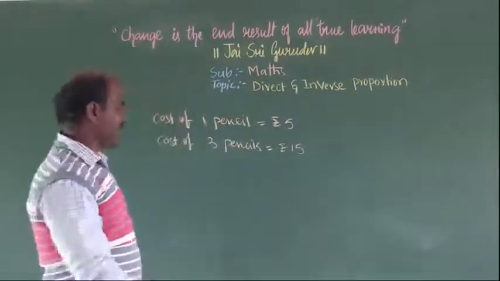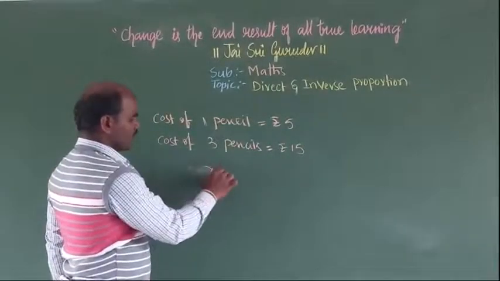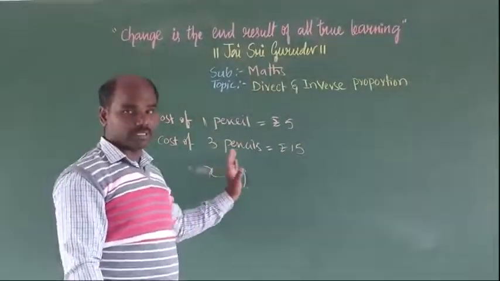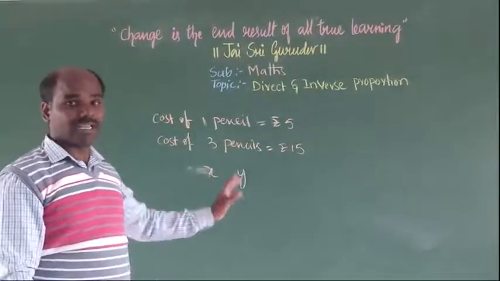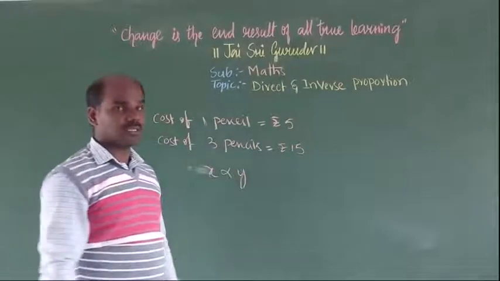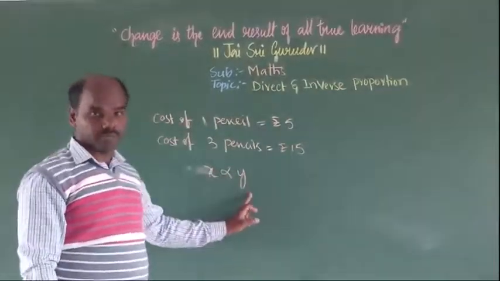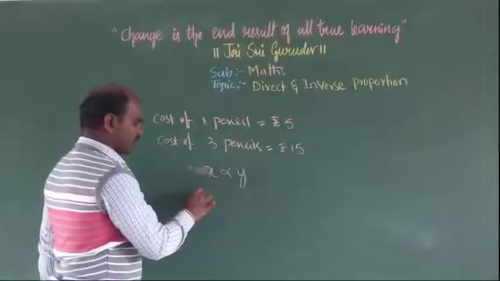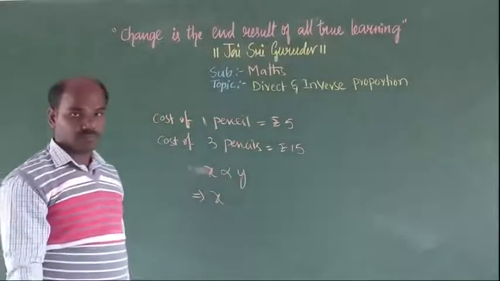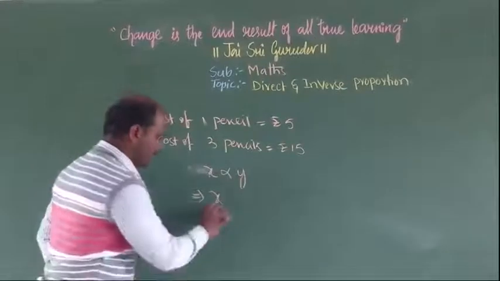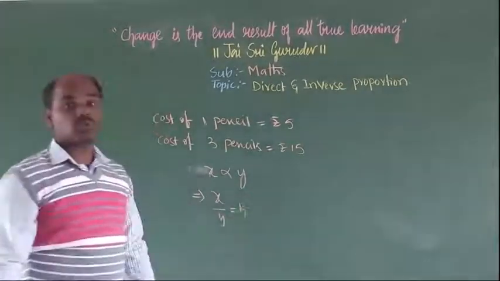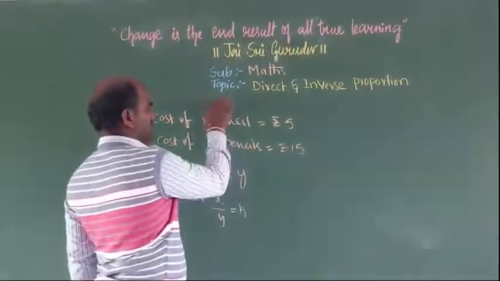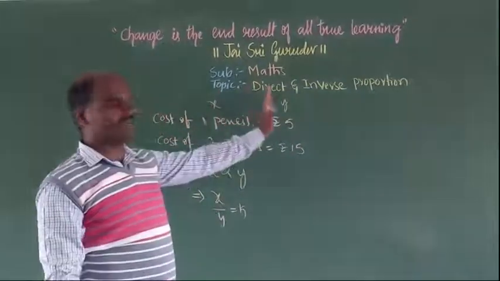For example, I am taking x as one object and y as one more object. When you are taking them as directly proportional, x is directly proportional to y. That is, x varies with y. When you remove the direct proportional symbol, we have to write it as x by y is equal to k, where k is a constant. As well, this is x and this is y. So x is directly proportional to y.